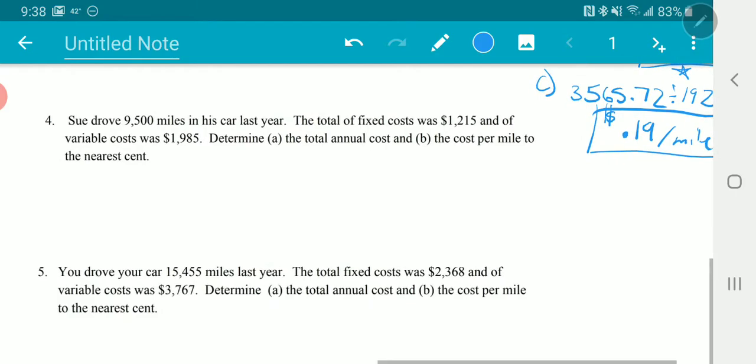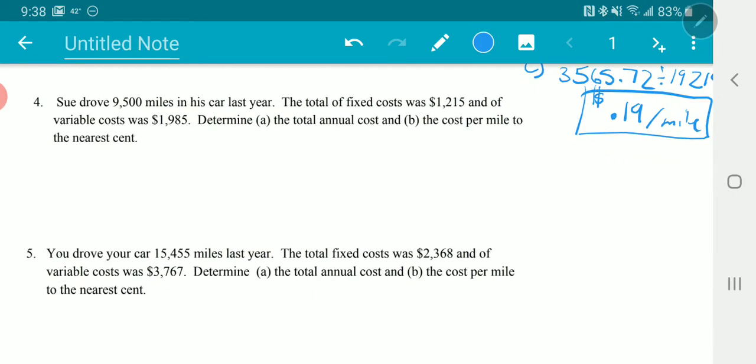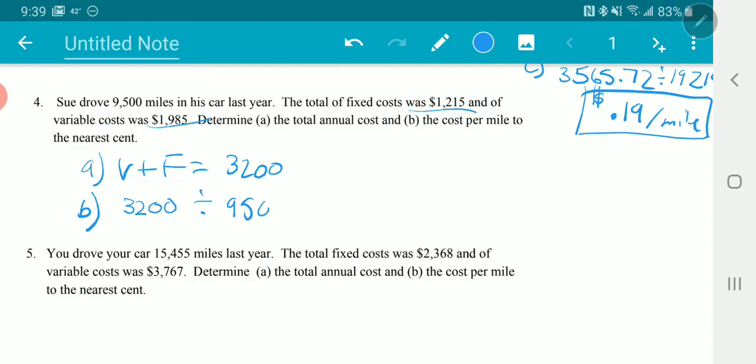Okay, we got 2 questions left. Let's go down to 4 and 5. So 4, what is the total annual cost here? Well, I got my fixed costs, I got my variable costs, so I just add those 2 up. So part A, add up your variable plus your fixed, and you should get $3,200. Part B, we're going to take those total costs, 3,200, divide it by the 9,500 miles that they drove that year, and you get a cost per mile of 34 cents per mile.